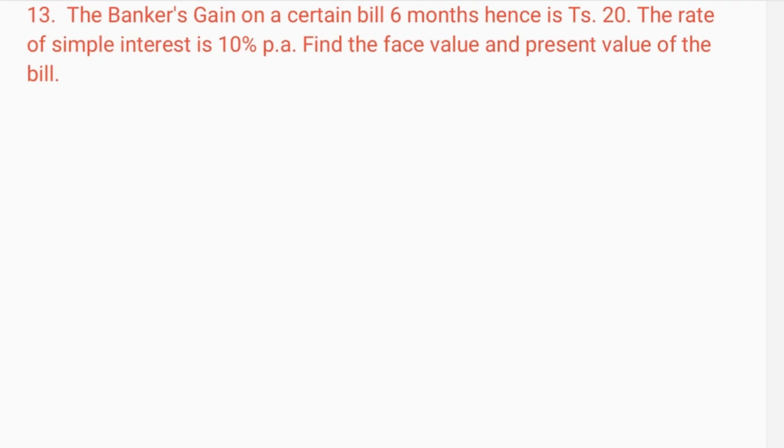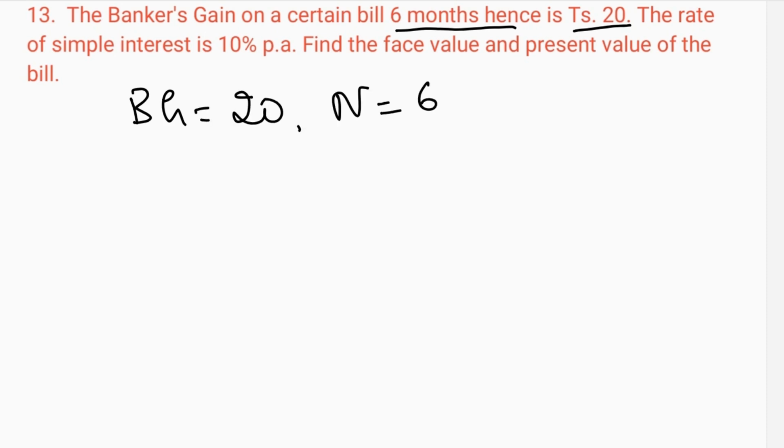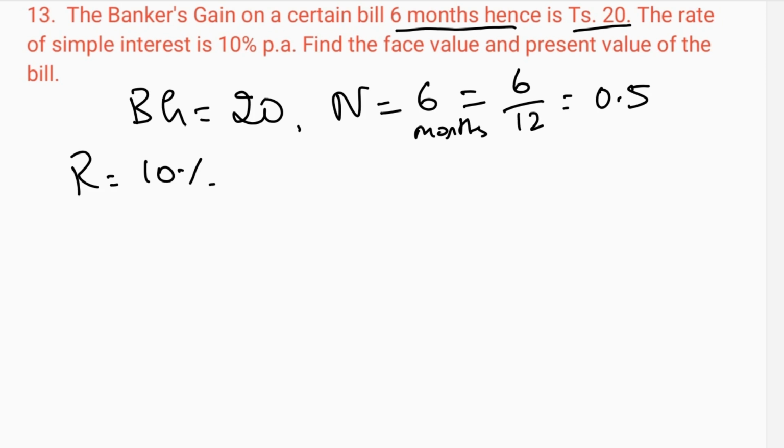The next problem is also same as the previous. A banker's gain on a certain bill 6 months hence is 20. So they have given banker gain, and n is 6 months, so that is 6 by 12, 0.5. You have to be very careful whenever they are giving months. The rate of simple interest R is 10%. Find the face value, that is face value is nothing but A.